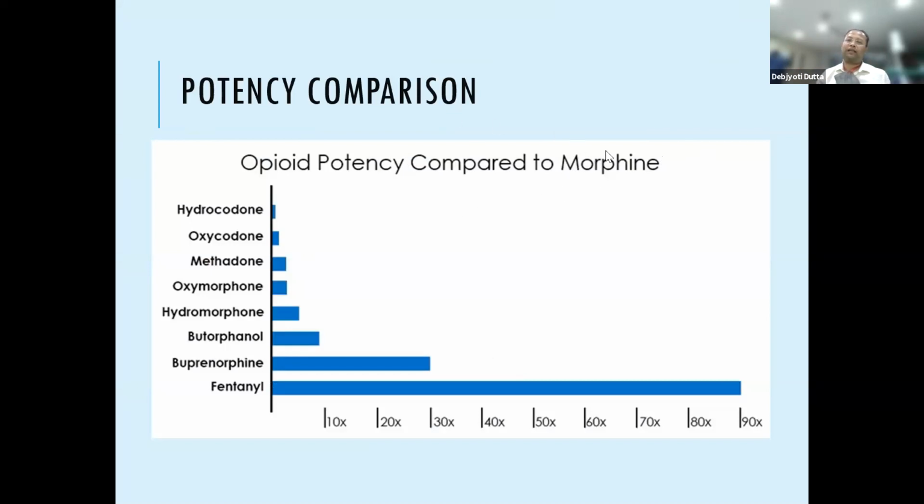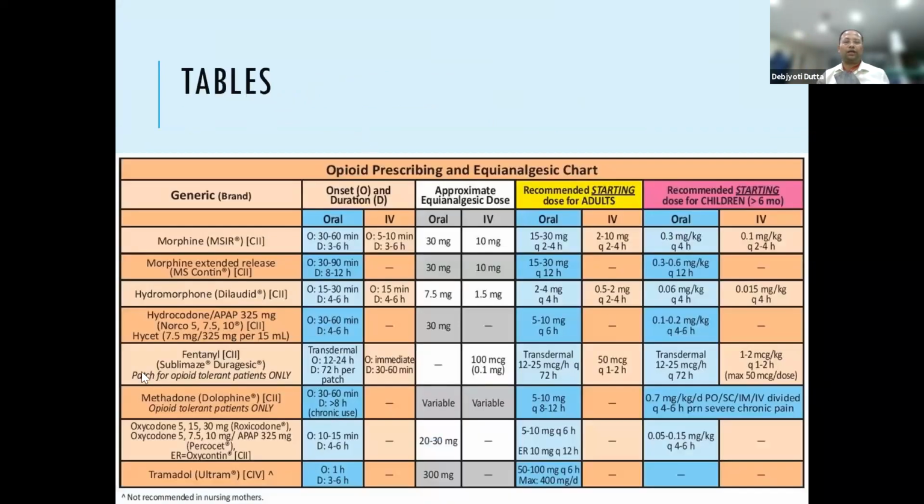So not efficacy, potency. All the opioids have the same efficacy, it is said like that, and potency is different. So 90 times more potent than morphine. It is nearly 100 times. So there are different tables for comparison.